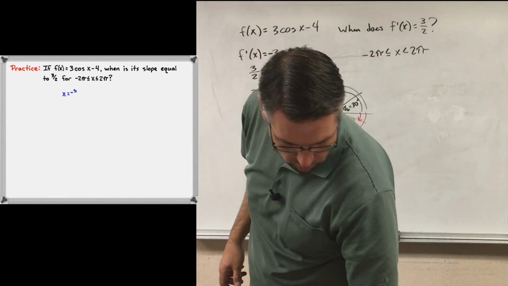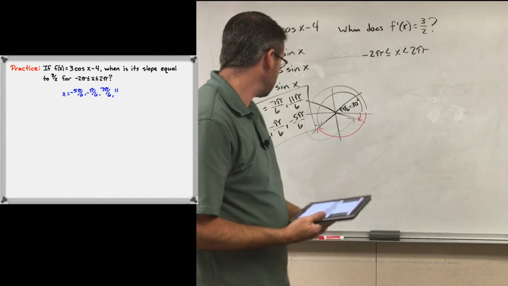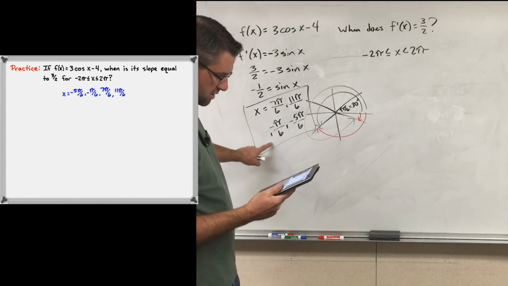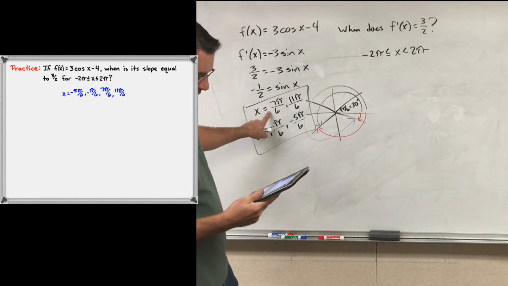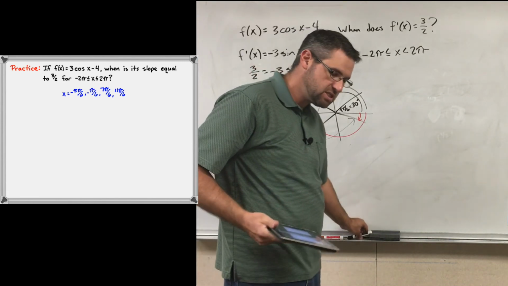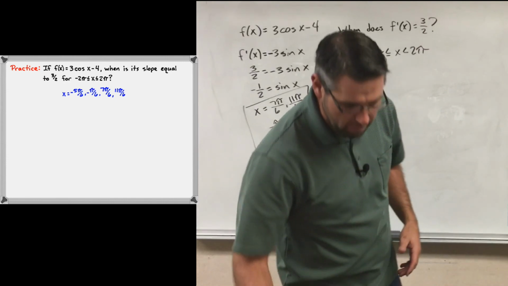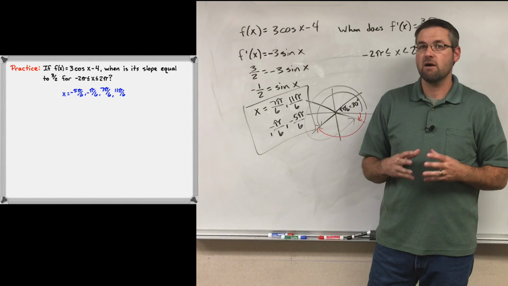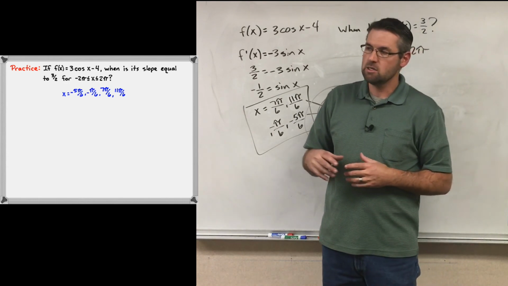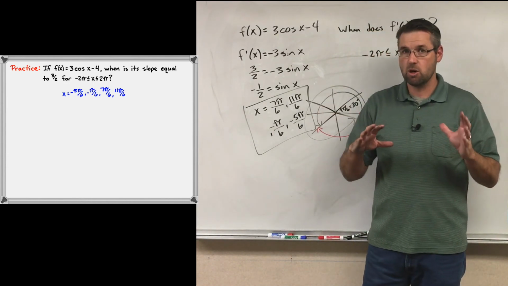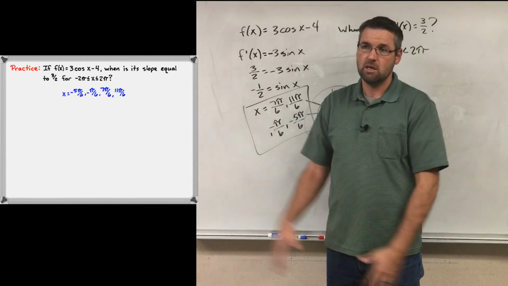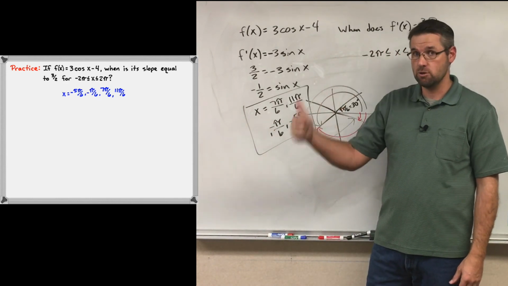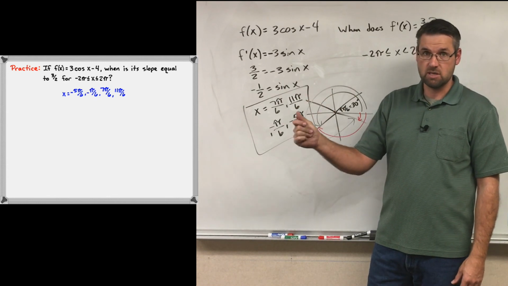Let me double check my work to make sure that is correct. Negative 5 pi over 6, negative pi over 6, 7 pi over 6, and 11 pi over 6. So you can see as we go deeper and deeper into calculus, more and more is going to be expected of your trig skills, okay? So really we don't go way deep into it, but you're going to need to know some basic things like your unit circle off the top of your head.